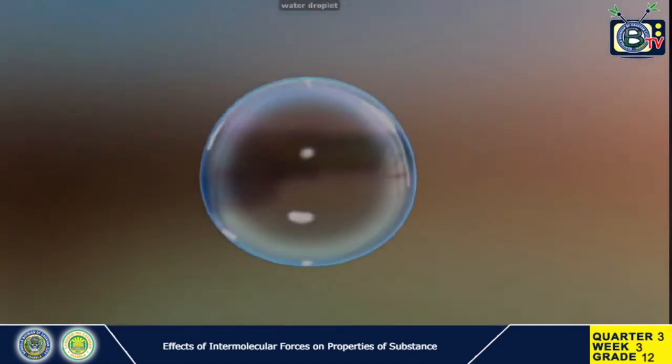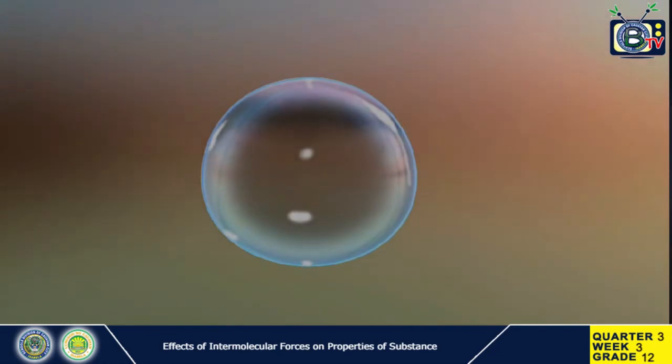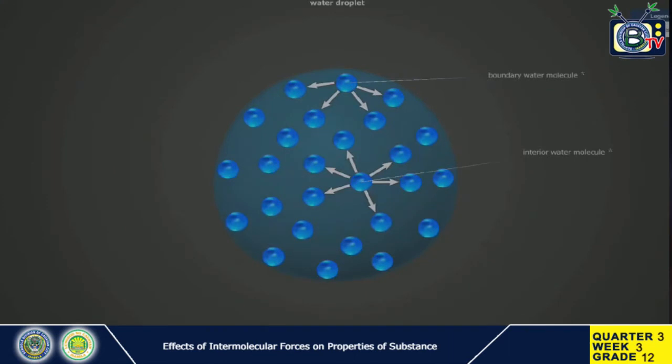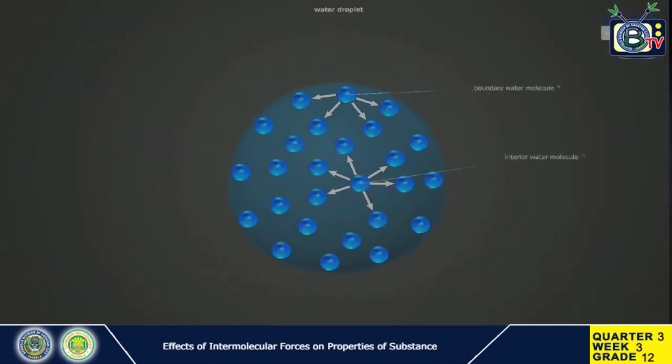Surface tension occurs because molecules of a liquid attract one another. The attractive force between similar molecules is called cohesive force. Cohesive forces inside the liquid are cancelled out, so interior molecules have a low energy state.